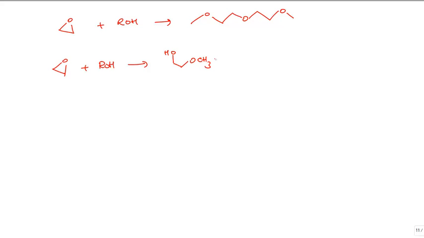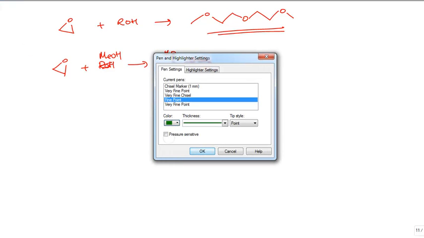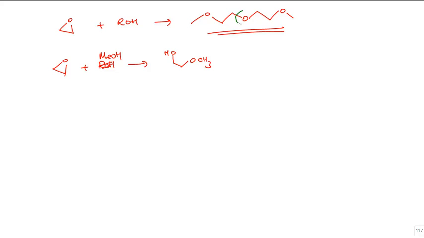Let's make this a methoxide. All right, so let's make this methanol. So now I have this hydroxy ether. Now when I examine this hydroxy ether and compare it to the target, what I'm focusing on is this symmetrical ether here, changing pen color. There's that central ether with two groups here. So what I really need to do is to have two equivalents of this one.